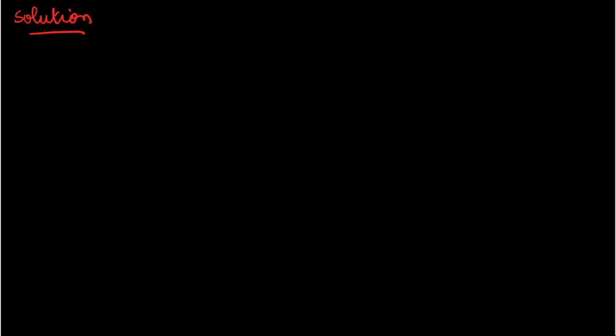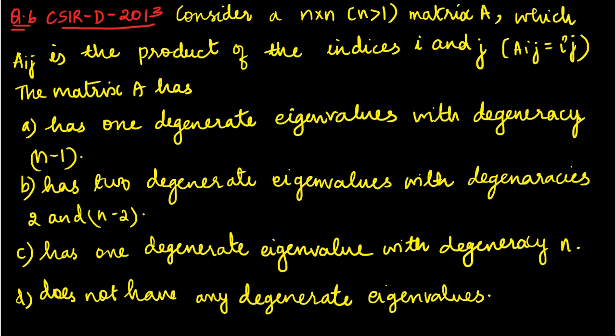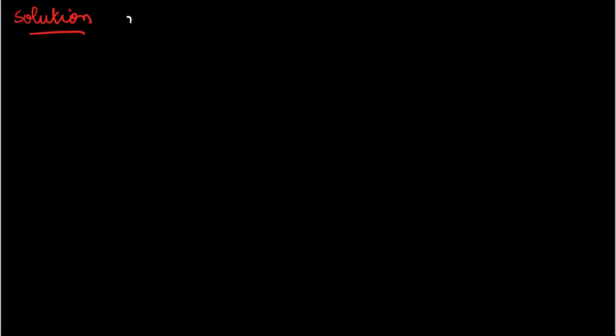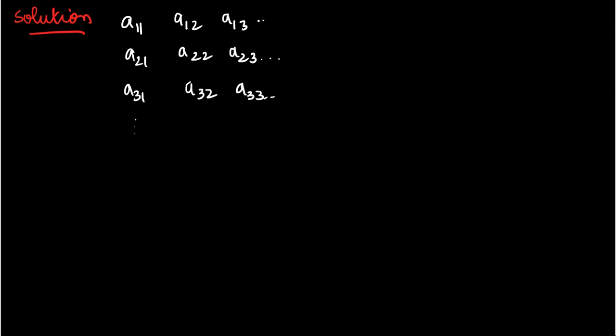Now according to the question, the elements Aij are the product of the indices ij, that is Aij is equal to i into j. So we basically write our matrix as A11, A12, A13, and so on, A21, A22, A23, A31, A32, A33. It is an n cross n matrix so it might go on, but I'm going to consider a 3 by 3 matrix over here. It's up to you.